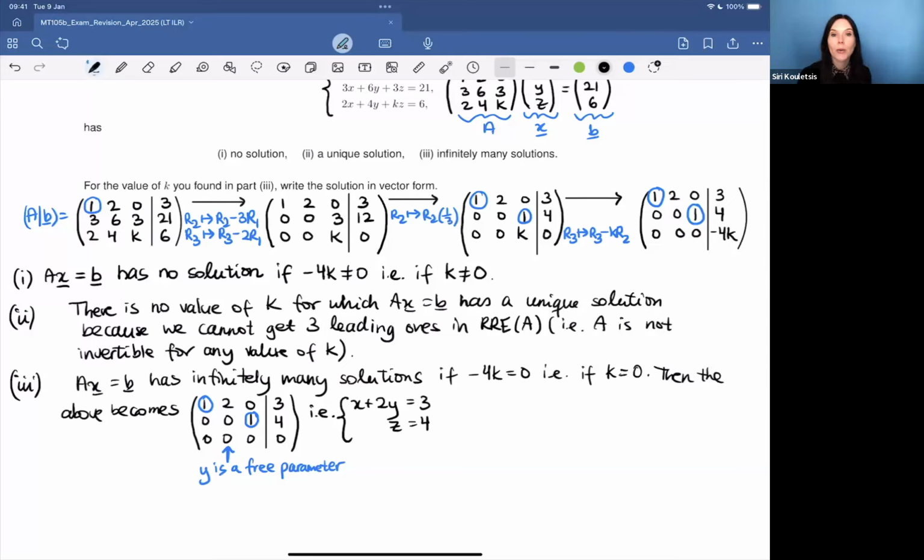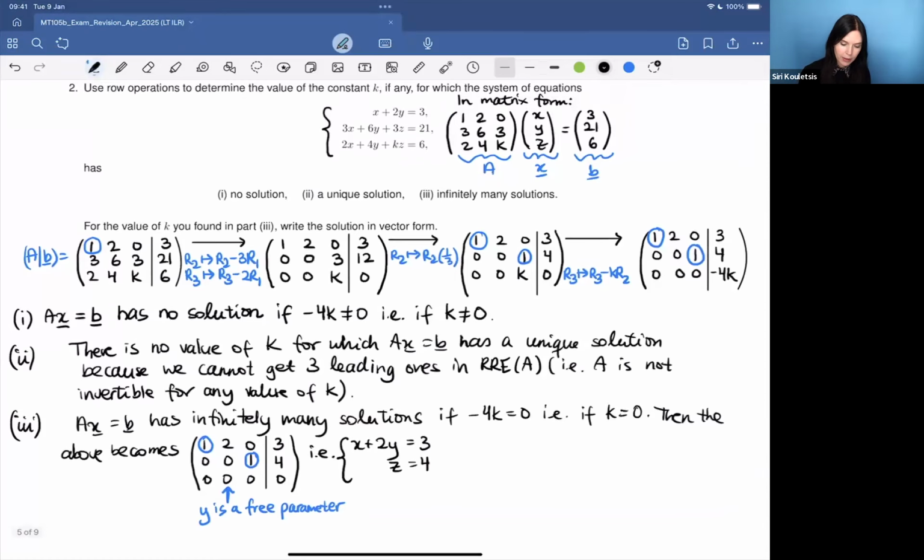We have 2 equations here for 3 unknowns. First equation is x plus 2y equals 3. That's the same here as we had in the original system. But then the second equation is z equals 4. And now you may wonder, well, how does this tell me the solution to the original system where we just set now k equals 0?